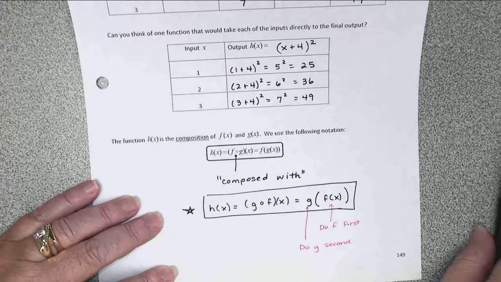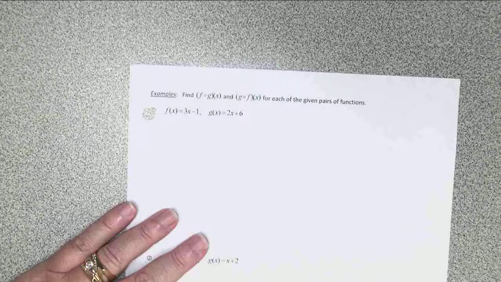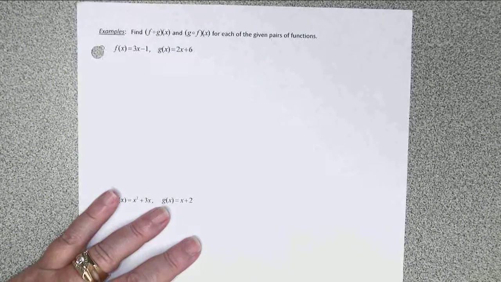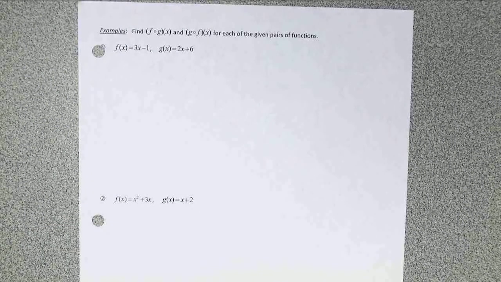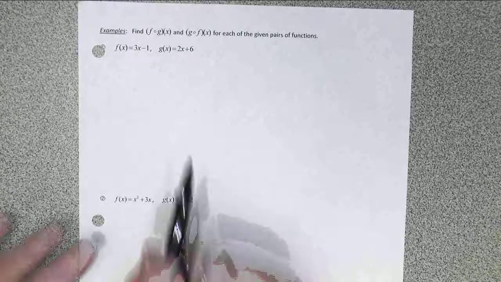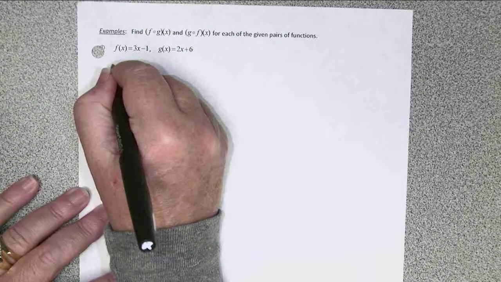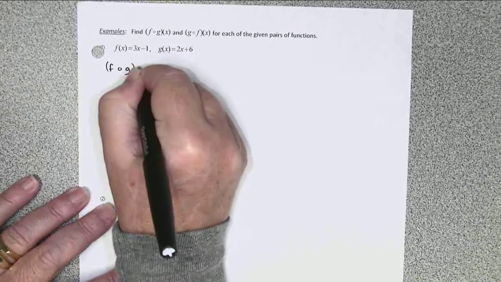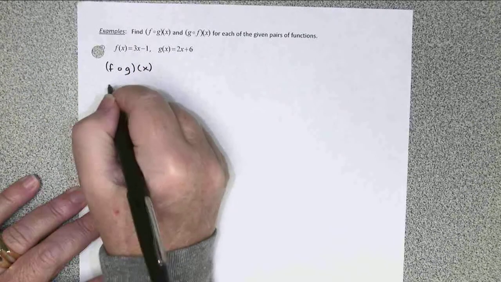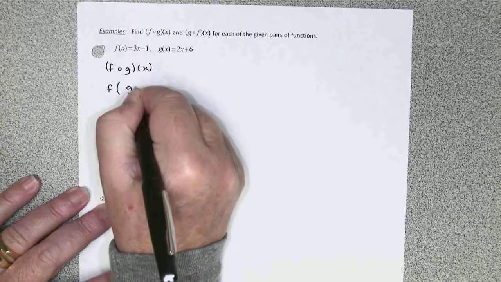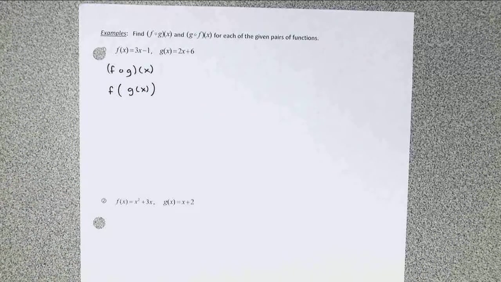All right, we're going to practice finding compositions for a couple of different examples. In this next example, I've got the function f of x defined as 3x minus 1, and g of x is 2x plus 6. Let's go ahead and algebraically find the compositions. F composed with g of x, and then also g composed with f of x. I'll start with f composed with g. That means take f of g of x. So we're doing g first here.